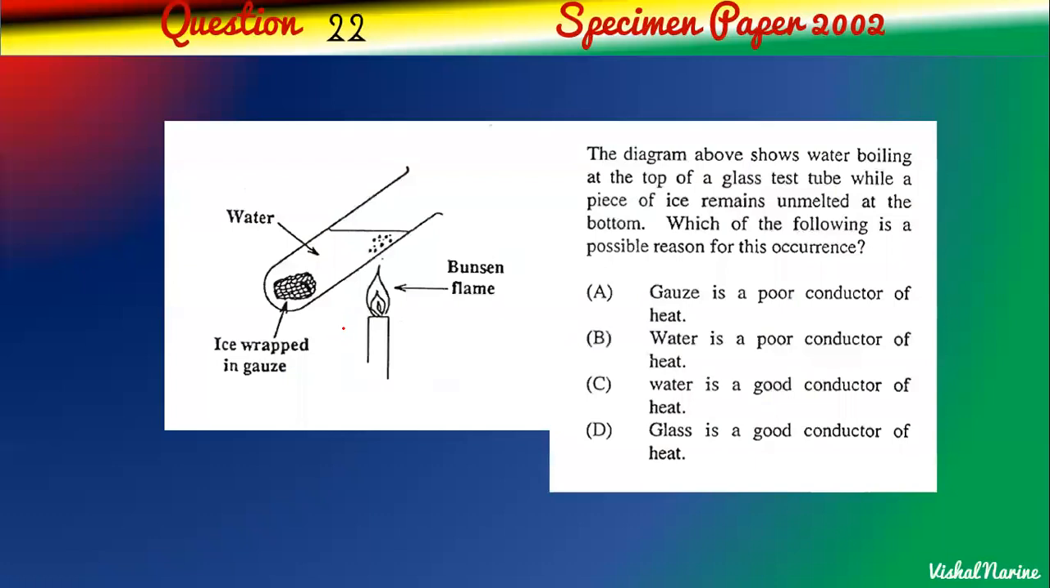Question 22, you will have probably seen this question before. Right away, once you see this diagram here, it is basically asking you, what is this experiment showing? All right, so the answer to 22 is B.